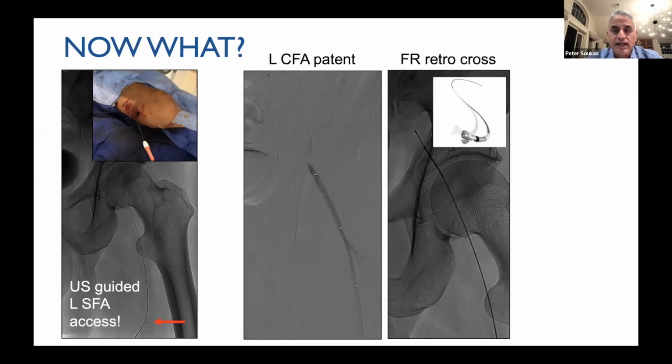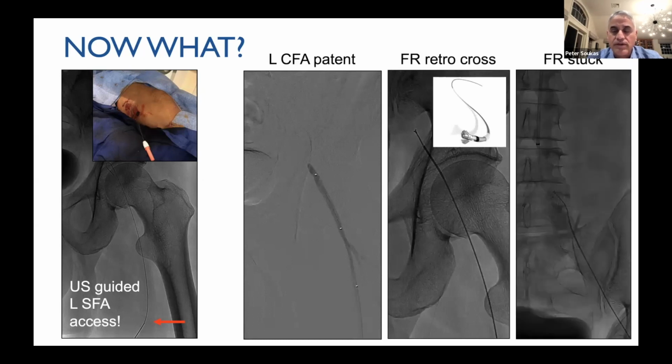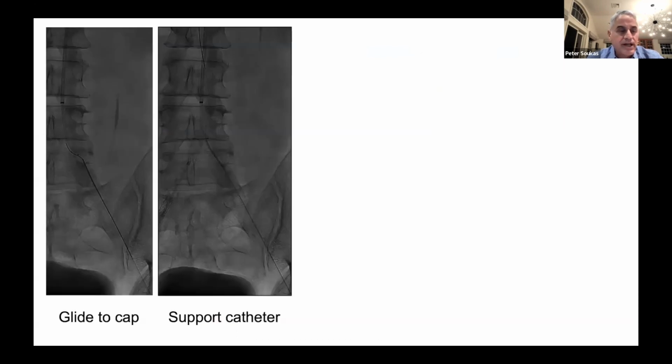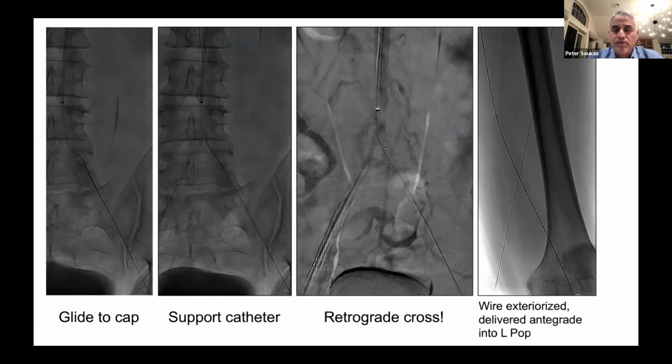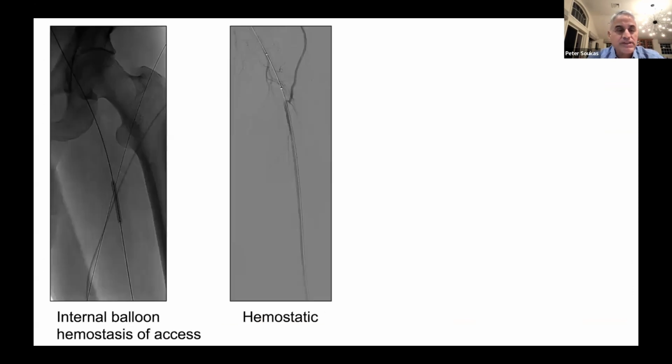And initially we used a Frontrunner device to burrow our way through there. And we got through to the proximal cap, but we noted that the device was taking a more lateral direction. So we took that out and then took, I believe it was an Astato wire, and we were able to redirect that more towards the medial side of the occlusion. And then lo and behold, we were able to pop through. We then exteriorized that wire, re-delivered it in an antegrade fashion down into the SFA and distal popliteal. We then performed internal balloon hemostasis of the SFA access site.